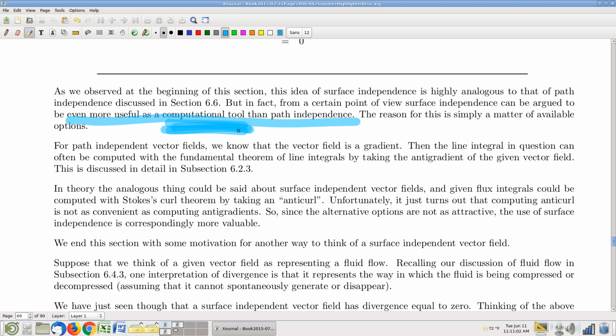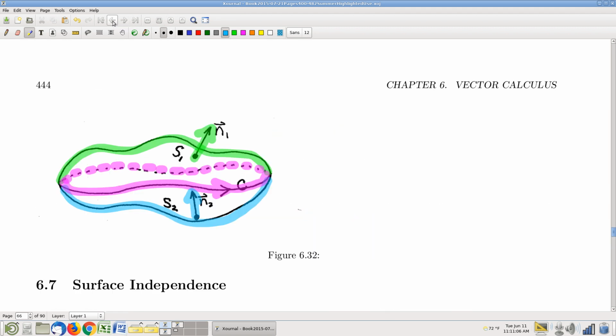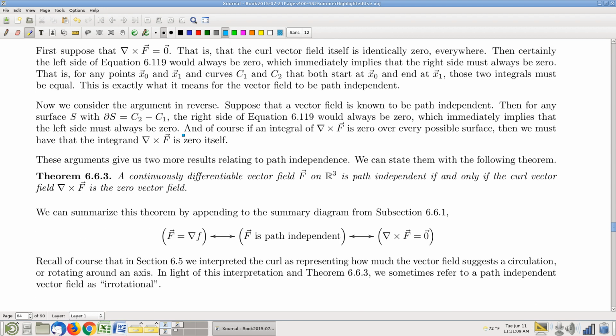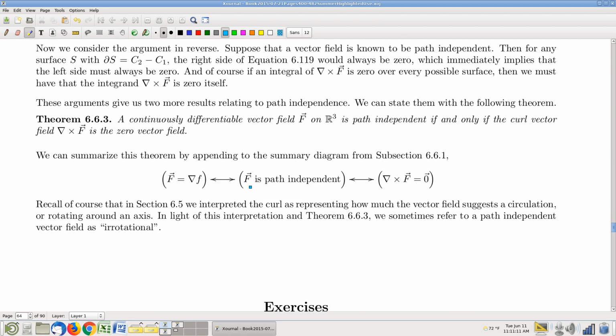Okay, so let's look back at path independence and go a few pages back here. Path independence. This idea of path independence. Hey, that's kind of neat. And if you have a vector field that's path independent, yes, it's a nice tool. I can change the path. It could be helpful in computation sometimes, but I already have a tool. If I have a vector field that's path independent, then it's a gradient of something. And we've got an awesome tool for how to compute line integrals of gradients. It's the fundamental theorem of line integrals.